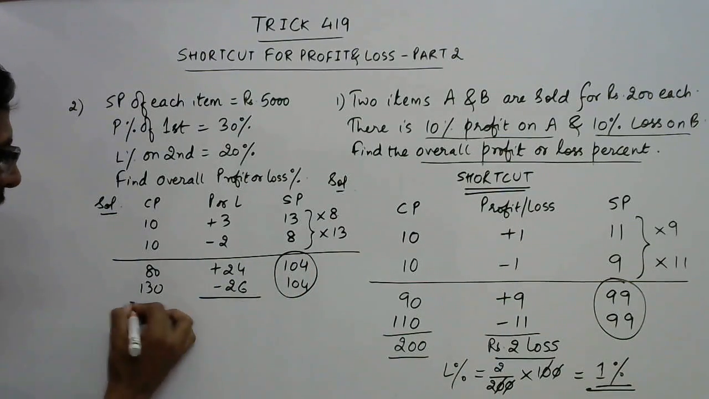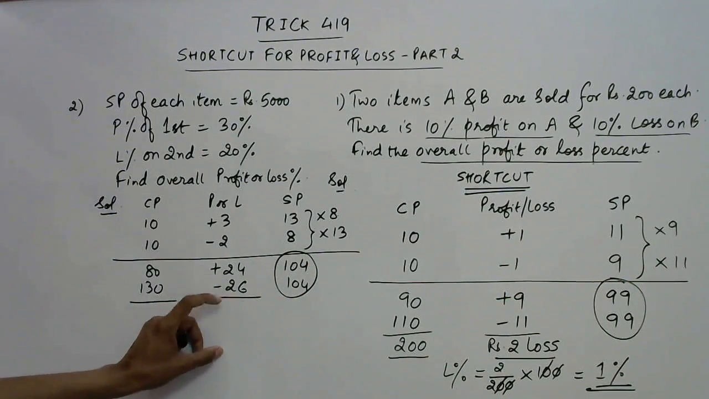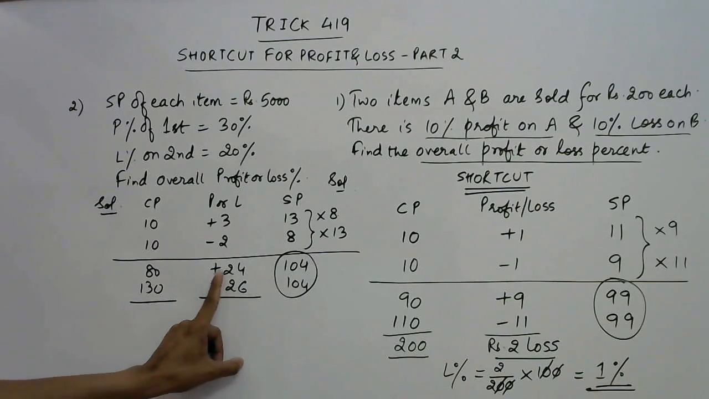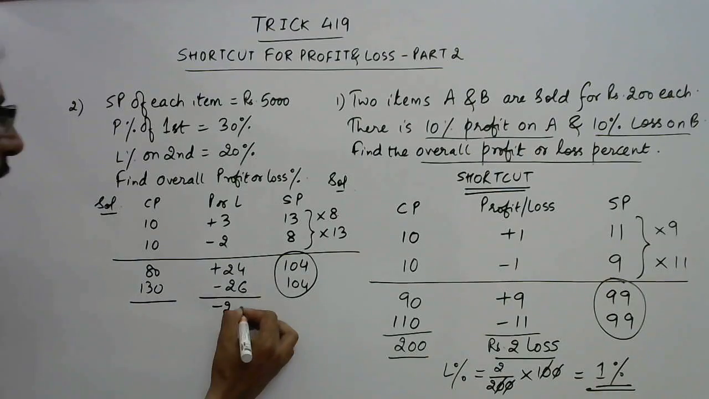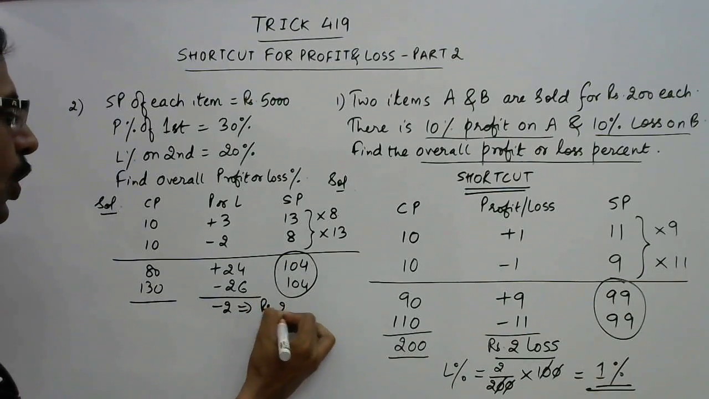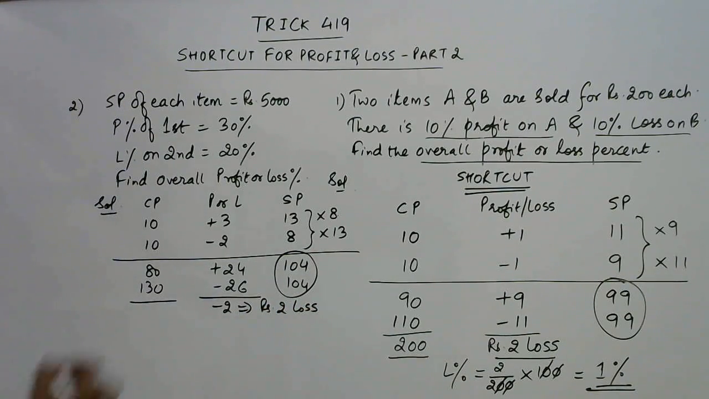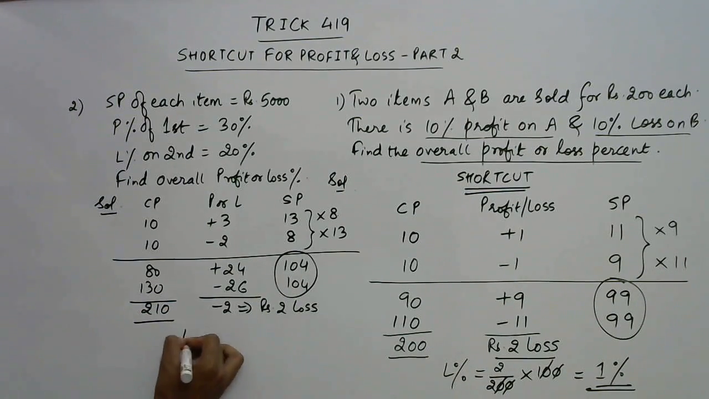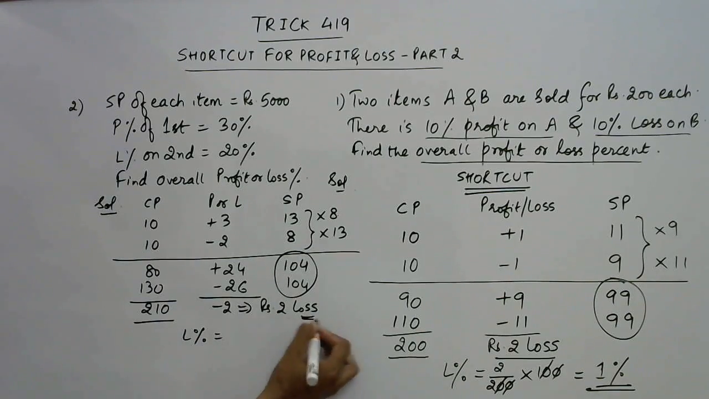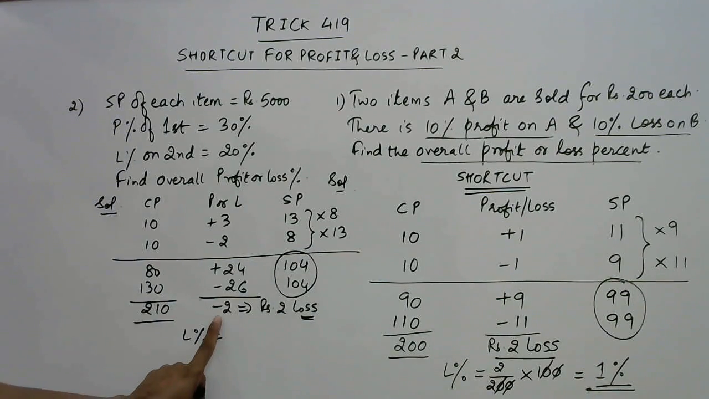Just solve for the overall quantity which we obtain by adding these two. So plus 24 and minus 26 is minus 2. And what does minus 2 mean? It means rupees 2 loss. And what is the total cost price which we obtain here? 210. So loss percent, because there is loss. The overall result is negative, so there is loss.